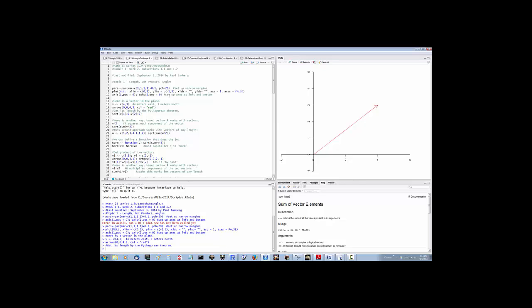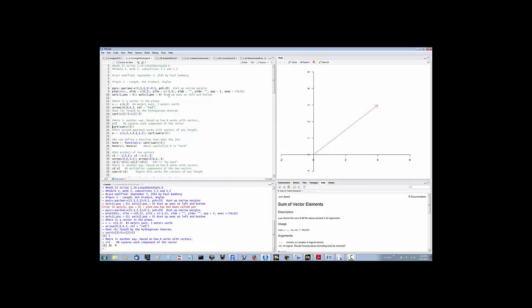You all know how to get the length. Use the Pythagorean theorem. Take the square root of the sum of the squares of the components. You get 5. But in R, it's even simpler. If I say v squared, R will square each component of the vector. And if I ask for the sum of v squared, I'll get 25. Taking the square root gives me 5. And now I have a solution that works for vectors of any length.